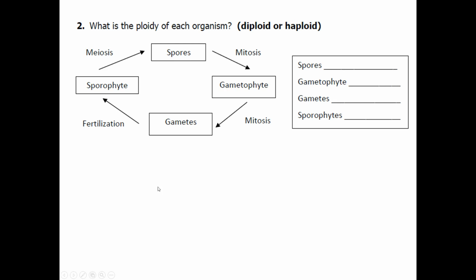Okay, let's try another one. Let's start with meiosis. It produces spores, which are 1N or haploid. Mitosis keeps it the same. So the gametophyte is also going to be haploid. Now we have mitosis, so the gametes are haploid. And fertilization means the sporophyte is diploid.